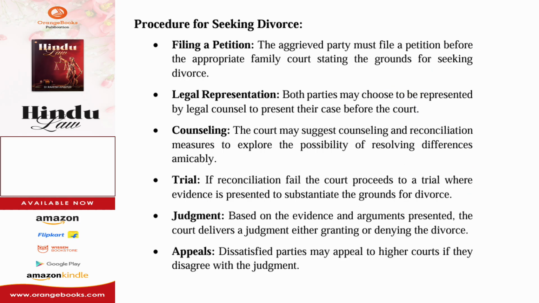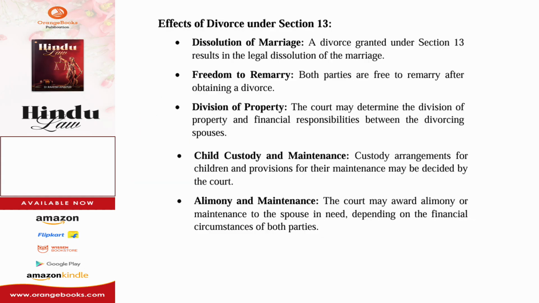So what is the procedure for seeking the divorce? The petition should be filed by the aggrieved party in a family court. There should be legal representation from both parties. First, there will be counseling, and if things are not working out, then trials. After trial, the judgment will be passed. If parties are not satisfied, then an appeal can be made in higher courts. Okay, this is the basic procedure for seeking divorce.